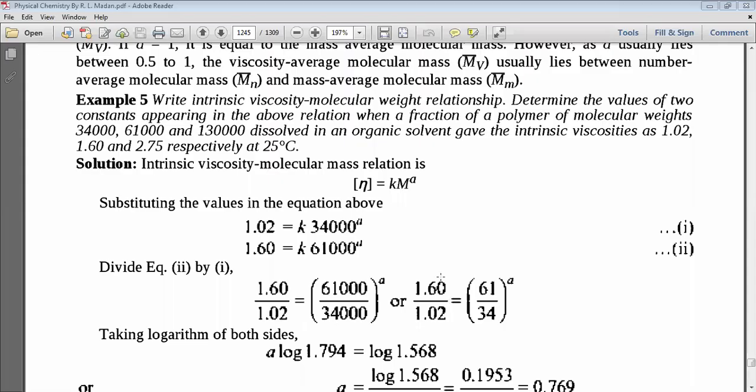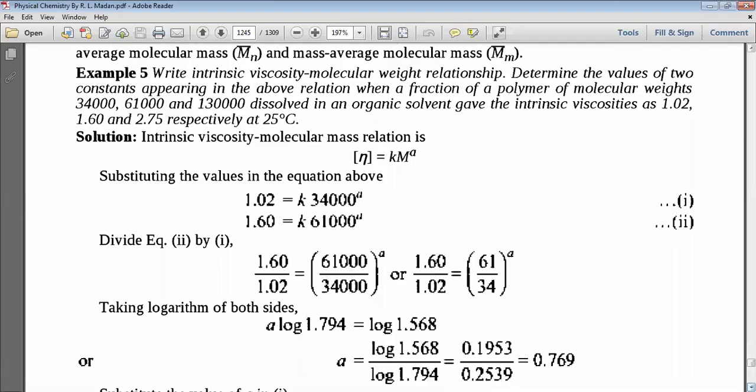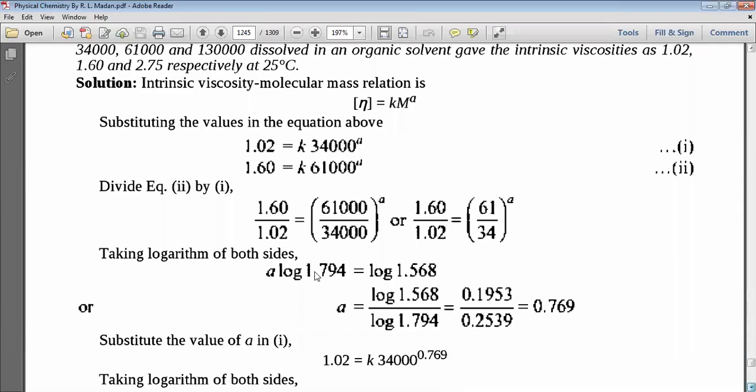Now calculating, 1.60 by 1.02 equal to (61 by 34) to the power a. Next, taking log on both sides, we get a log 1.794 equal to log 1.568. Just divide here, and here also divide.